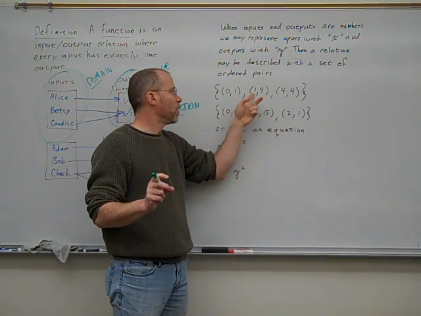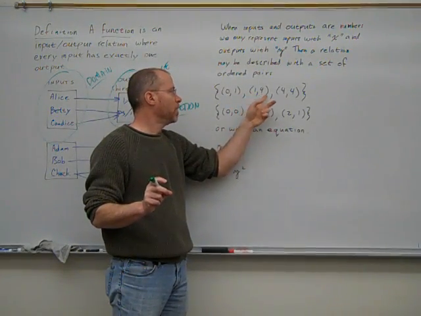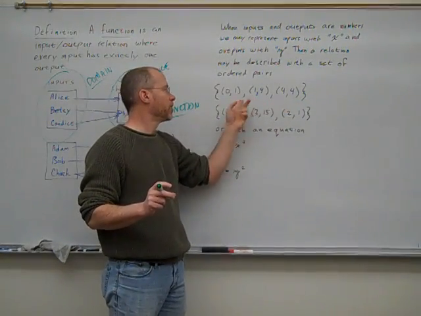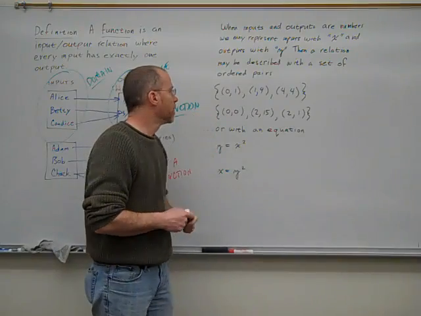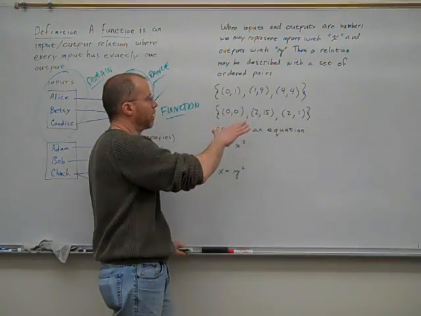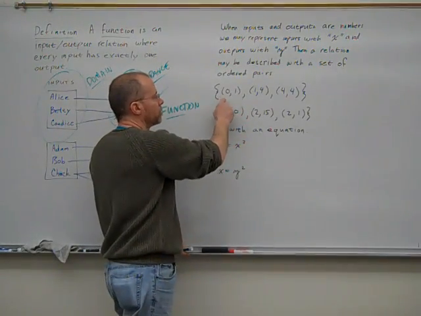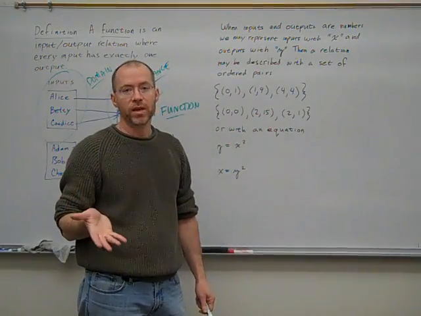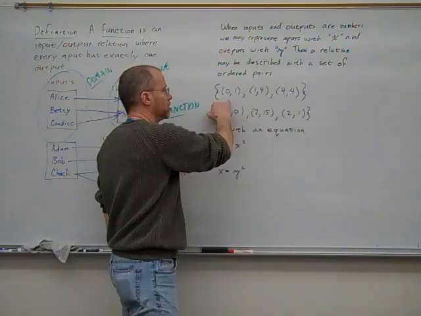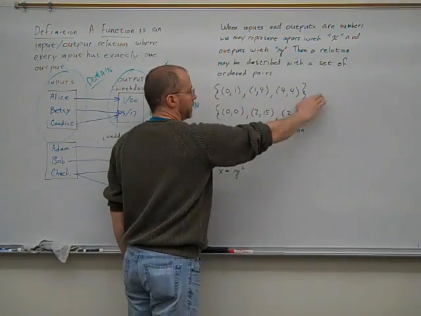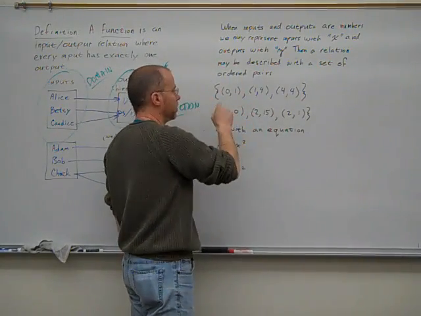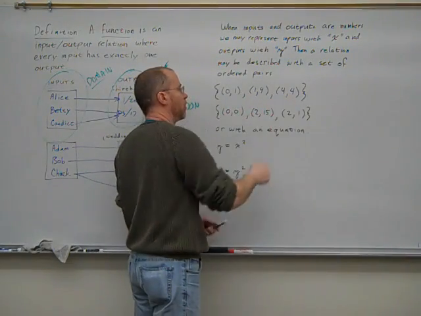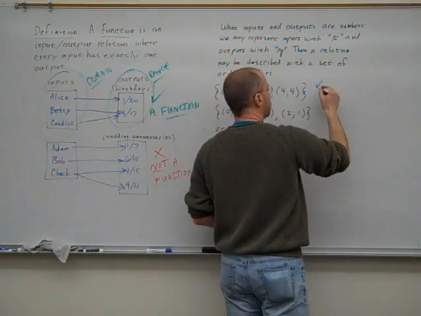The input 1 goes to 4 as an output. The input 4 goes to 4. We've got a lot of 4's going on here, and we've got a couple of 1's as well. But I don't have any question about where an input goes. The inputs are 0, 1, and 4. And if I know which member of the input set, the domain, I'm looking at, 0, 1, or 4, then this list will tell me exactly what the output is. The only output for 0 is 1, the only output for 1 is 4, the only output for 4 is 4. This is a function.